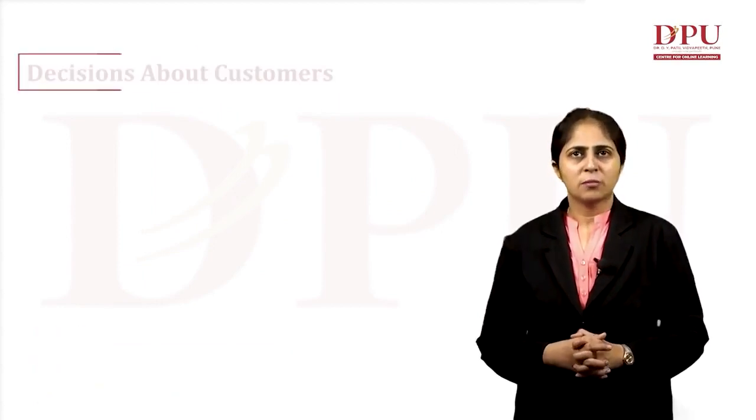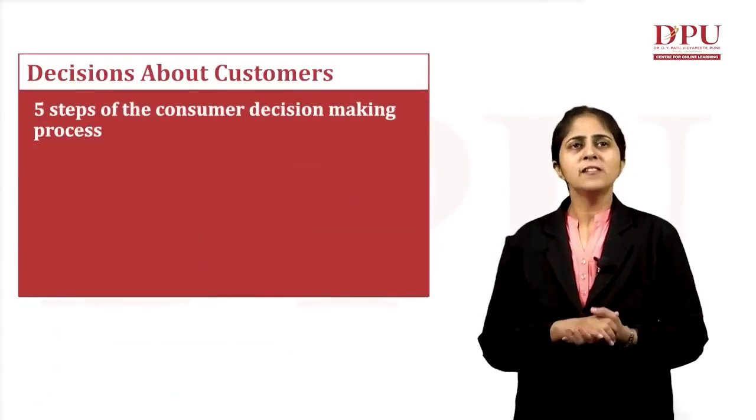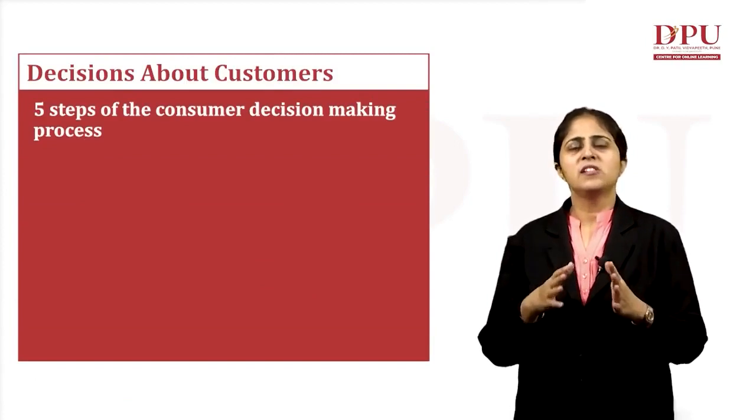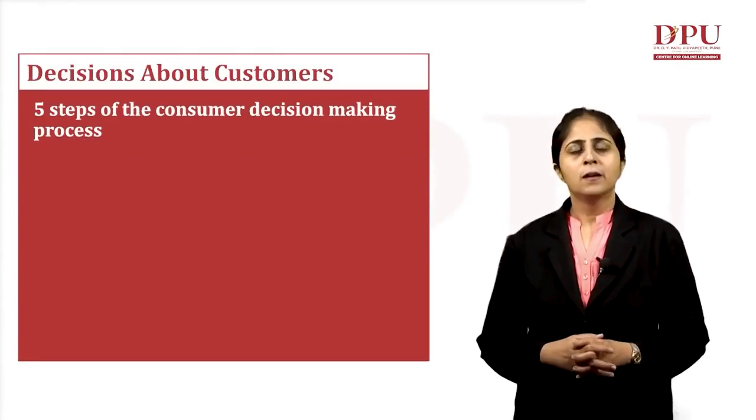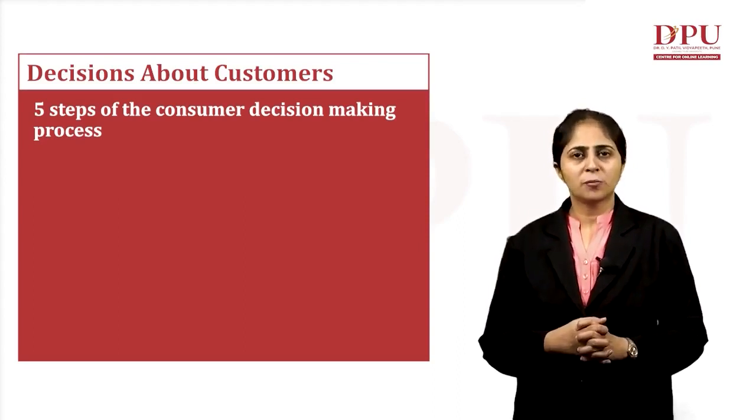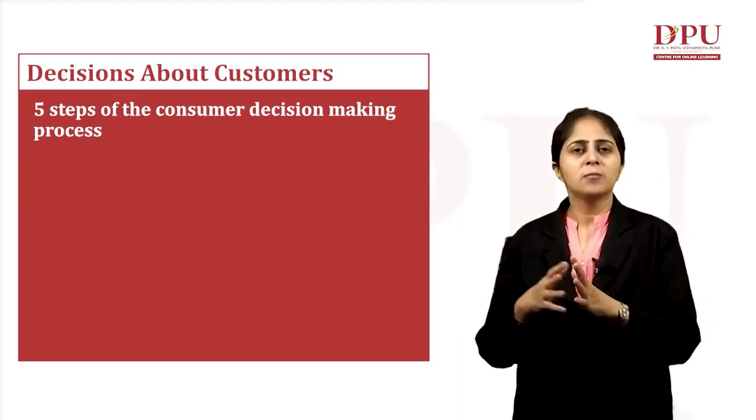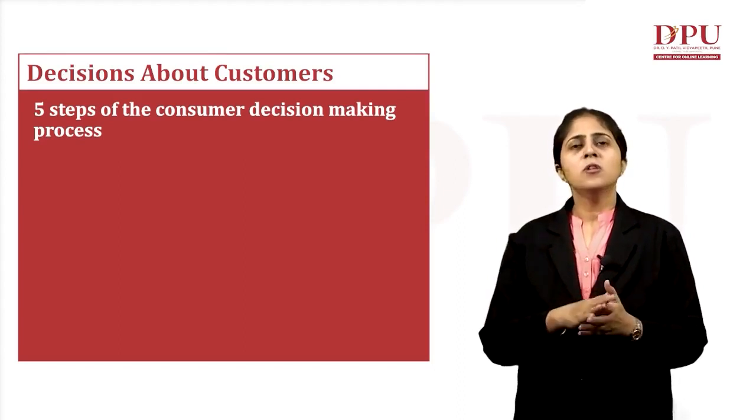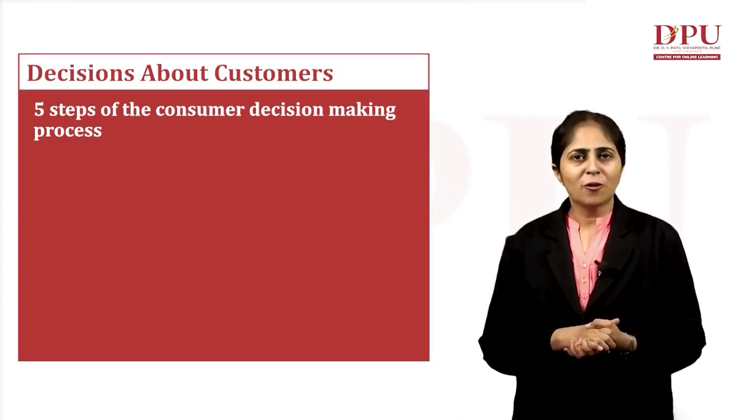Decision about customers. There are 5 steps of the consumer decision making process. Whenever the customer plans to make a certain decision to buy a certain product, it has to be analyzed by the CRM process. So what are the basic 5 steps involved?